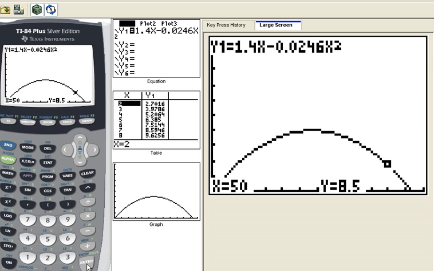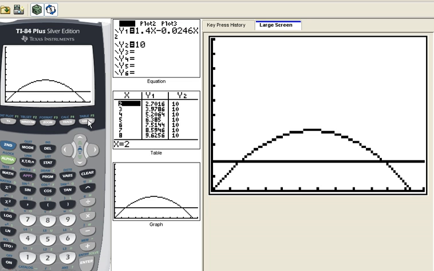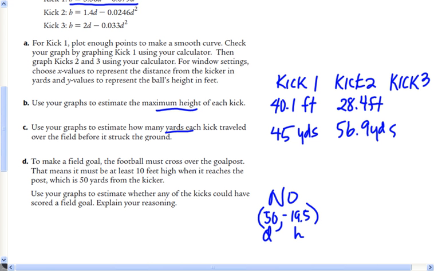And another way I could show the goal post is I could put an equation in y2 for the height being 10. And if I graph that, that line would represent the horizontal crossbar of the goal post. And then if I trace now and I go to 50, you can see that that cursor is a little bit below that line. So it didn't quite make it. All right, so let's record that. So no, it's 8.5 feet high at 50 yards.